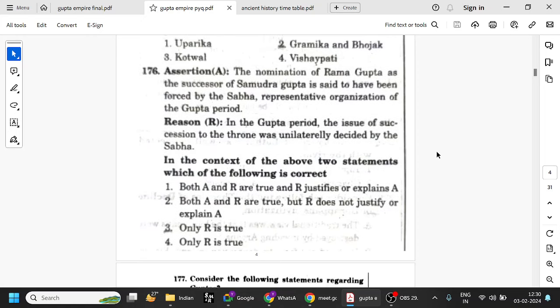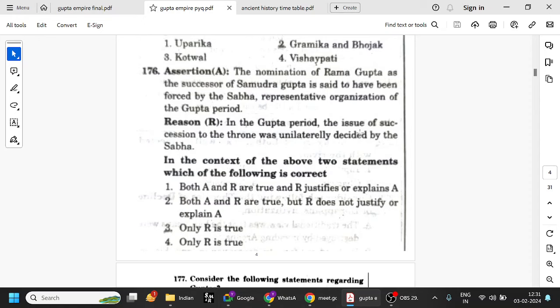The nomination of Ramagupta as the successor of Samudragupta is said to have been forced by the Sabha. What happened is, before Samudragupta we have Chandragupta, and in between there is this person Ramagupta, who is not a very powerful ruler, and someone abducted his wife also, and he could not do anything. People realize that he is a very weak ruler. So Chandragupta II, even though he was not the eldest son, goes to war, fights everyone, kills and brings his wife back, and also kills Ramagupta because he is a weak ruler. People had rejected him, and he marries his wife also. That is the story, you can read it in R.S. Sharma. Anyway, Ramagupta is not a very prominent ruler, he is a very weak ruler.